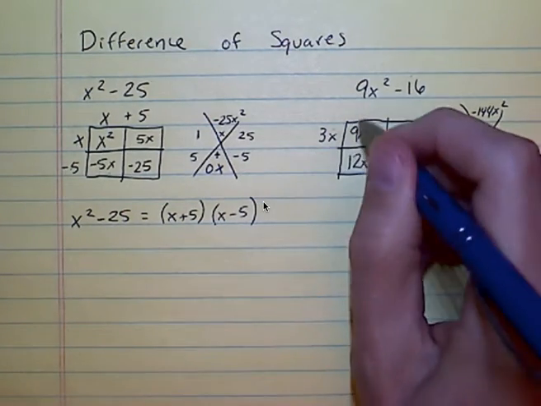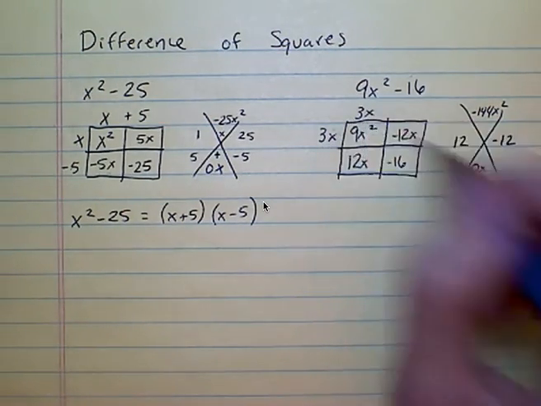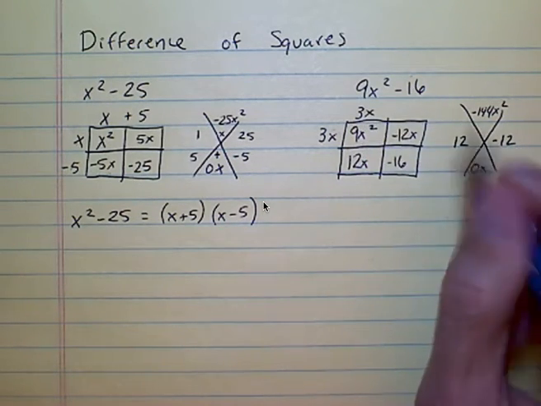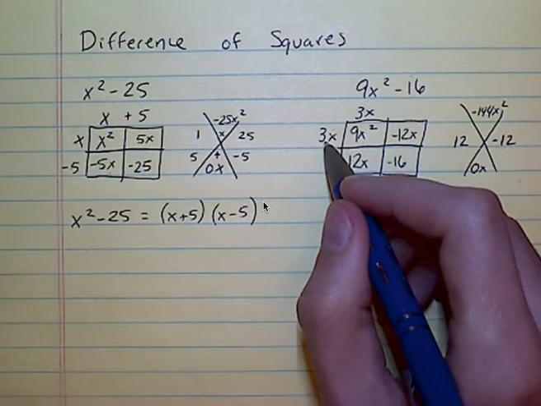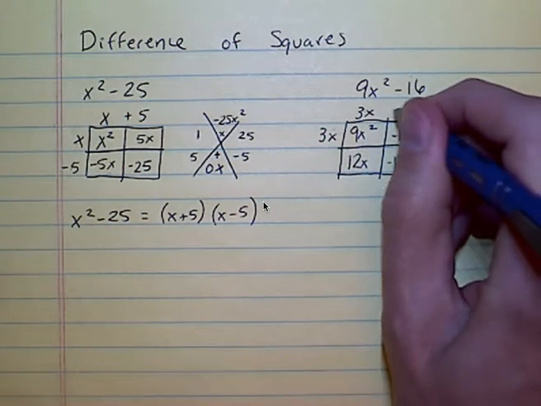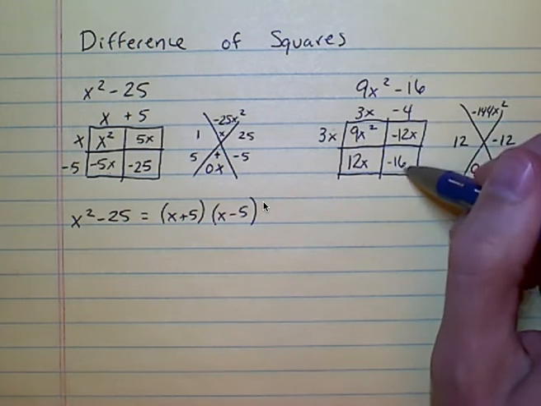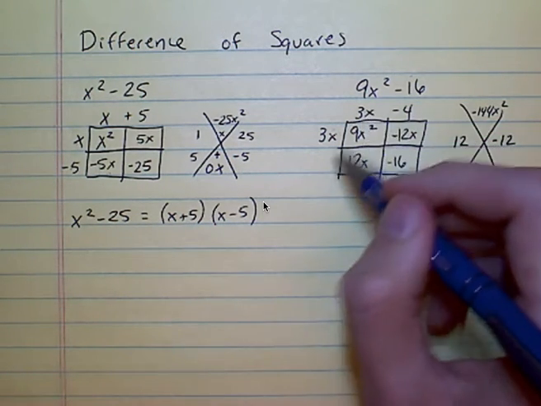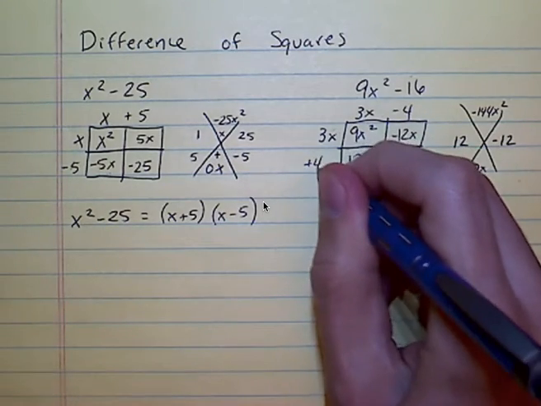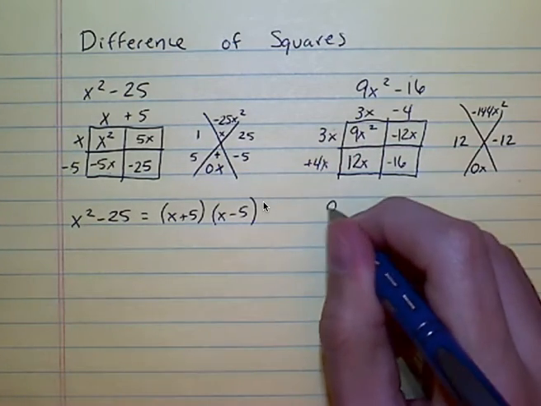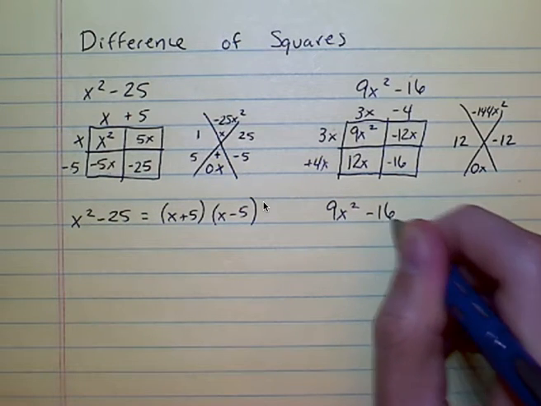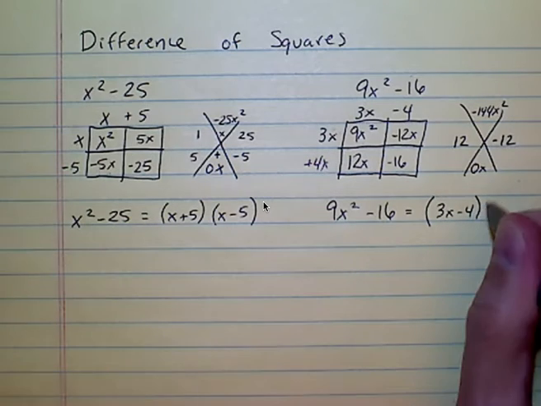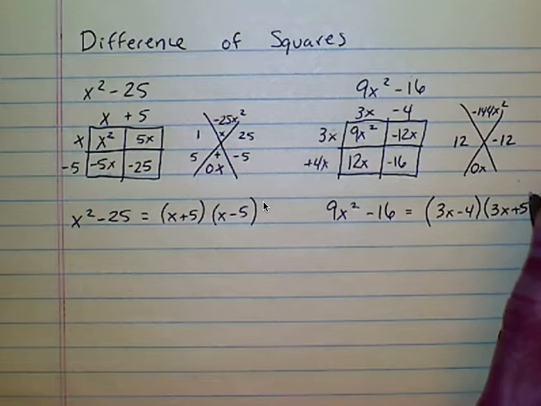Well, if this is 3x, this also has to be 3x up here, because 3x times 3x is 9x squared, which is the GCF, the greatest common factor between 12x and 9x squared. And then I can fill in the rest of the pieces. 3x times what gives me negative 12x? Well, that's a negative 4, which is also the greatest common factor between negative 16 and negative 12x. And then what times 3x gives me 12x is a positive 4x. So I know that 9x squared minus 16 is equal to 3x minus 4 times 3x plus 5.